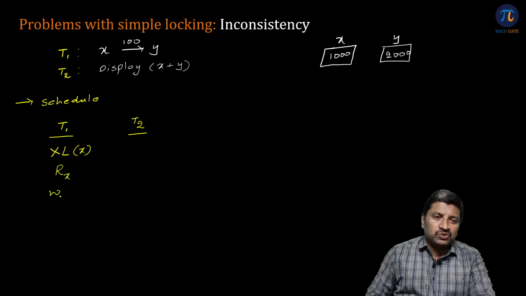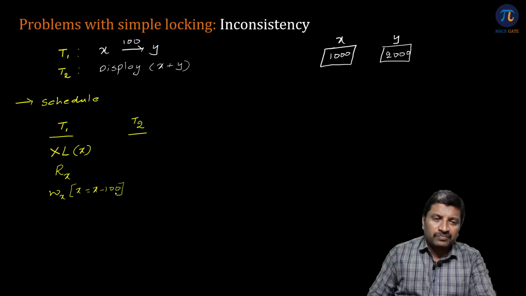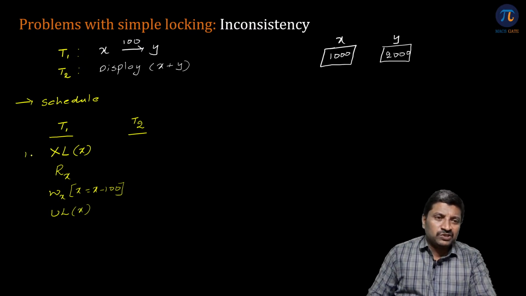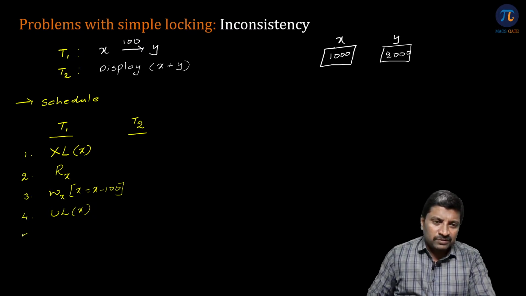Then it wants to write the value of X. What will it write, sir? X equal to X minus 100. Okay. This will update and it will return back to the database. Since it completed, it will release the lock. Okay. So this is my first operation, second operation, third operation, fourth one.